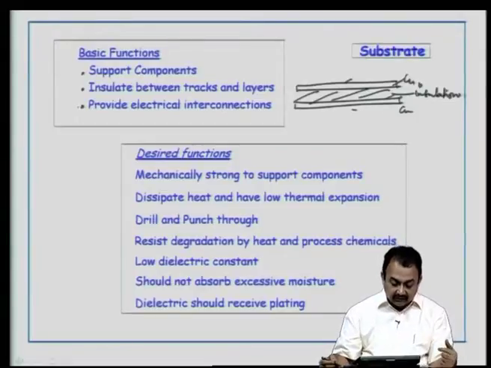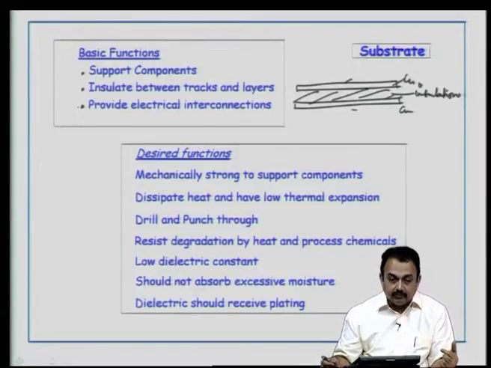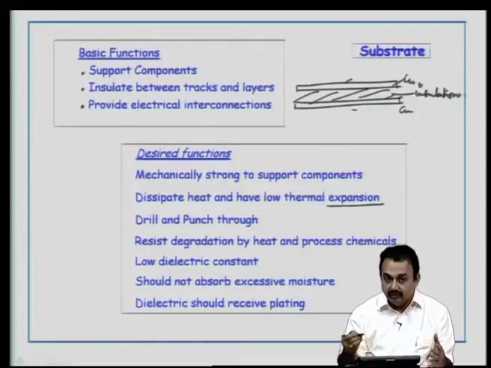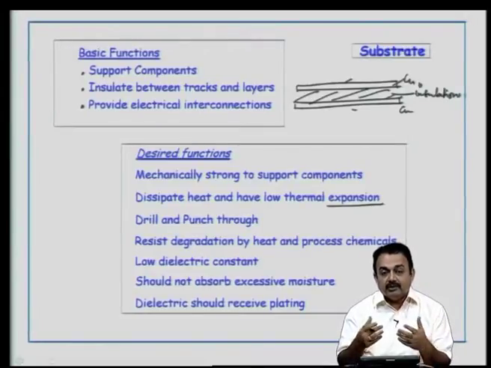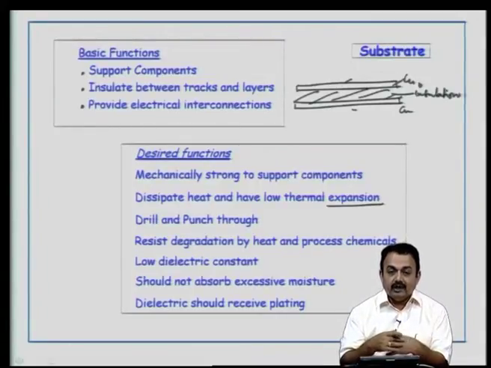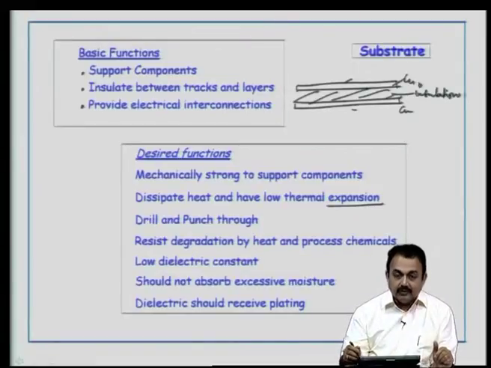It provides electrical interconnections by routing the copper. What are the desired functions? Mechanically strong to support components, dissipate heat and have low thermal expansion, because if it is going to expand on continuous thermal cycling during operation, heating, cooling, expansion, contraction, then there is going to be stress built on the board at the solder joint, okay, and also at the copper tracks. So, you will end up with a warpage on the board, which will end in an electrical failure.